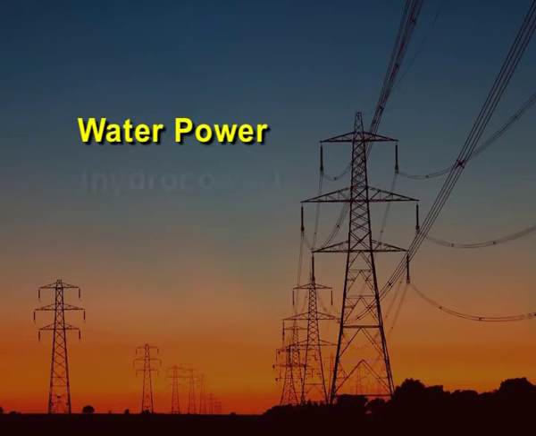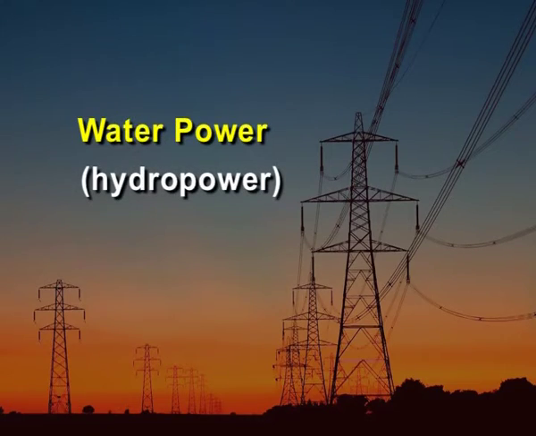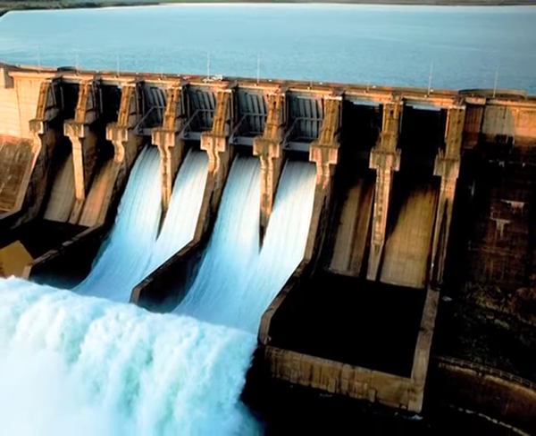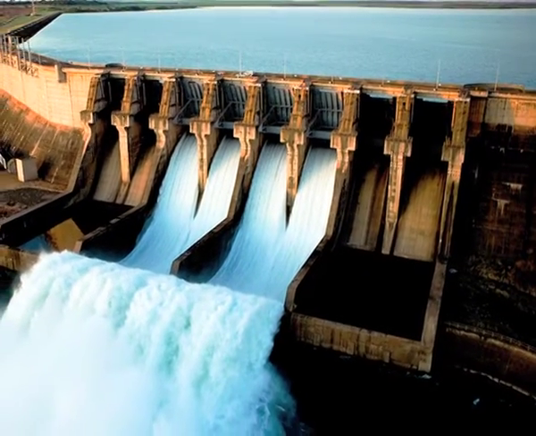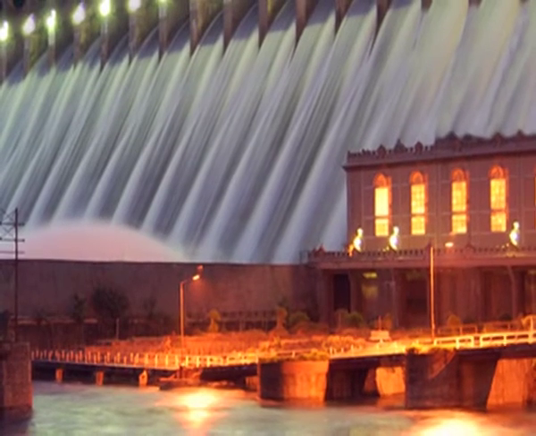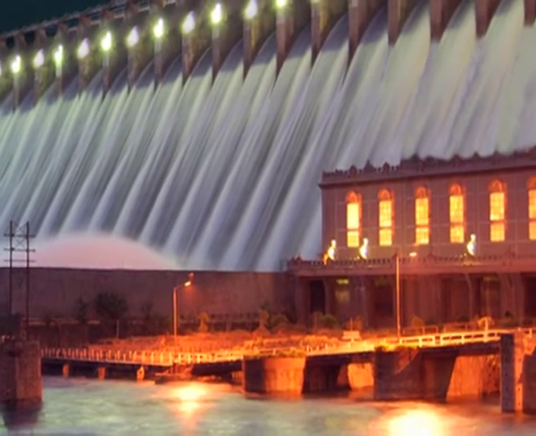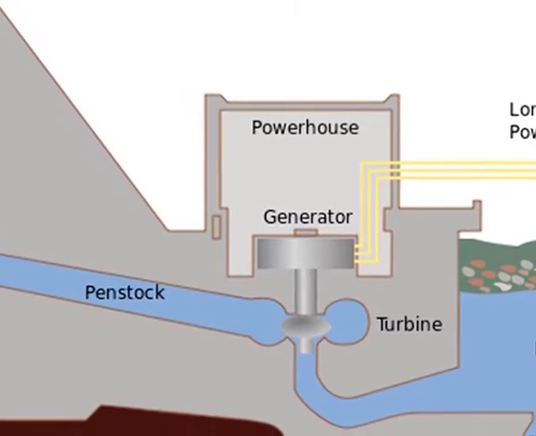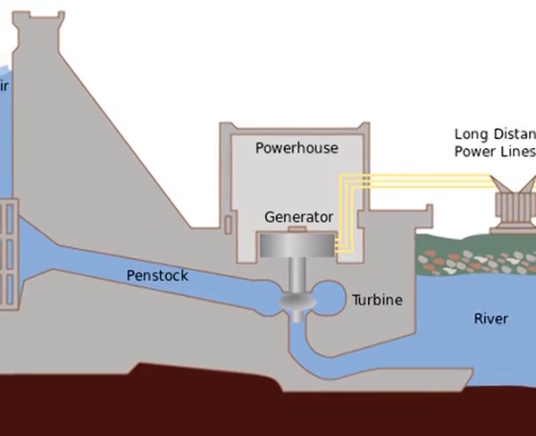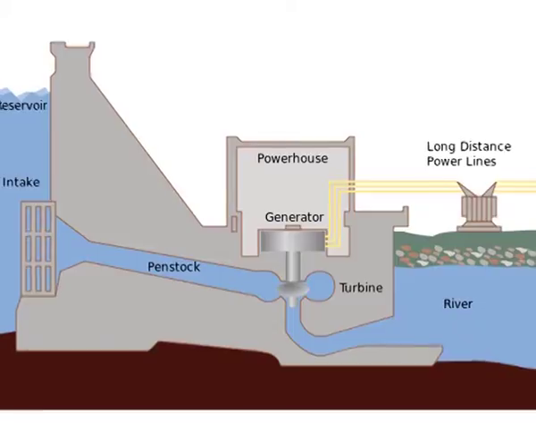Then moving on to the next type of renewable energy source. It is the water power, which is also called hydropower. This hydropower can produce mechanical and electrical energy. Dams, as you all know, are used to contain flowing river water, which forms the lakes and reservoirs. And as water flows downhill, it is channeled to a turbine. The flowing water hits the turbine, which will in turn drive the generator, thus producing electricity.